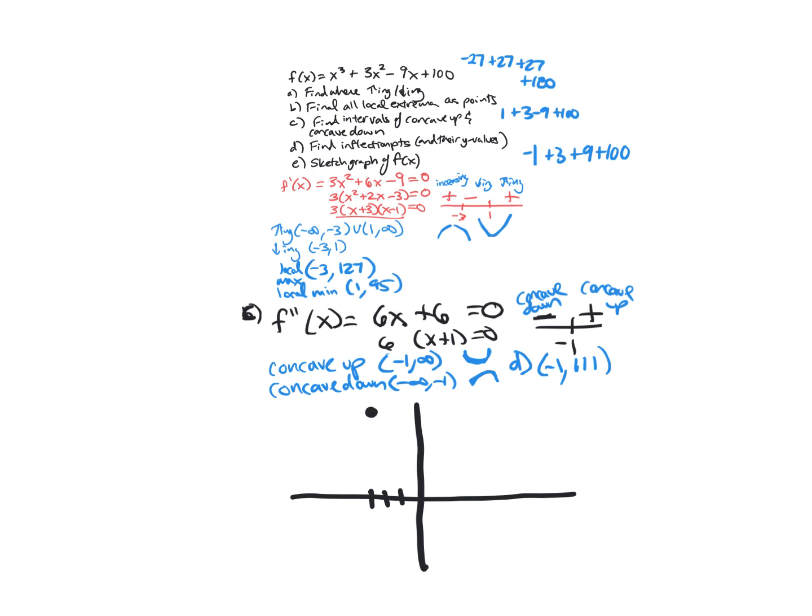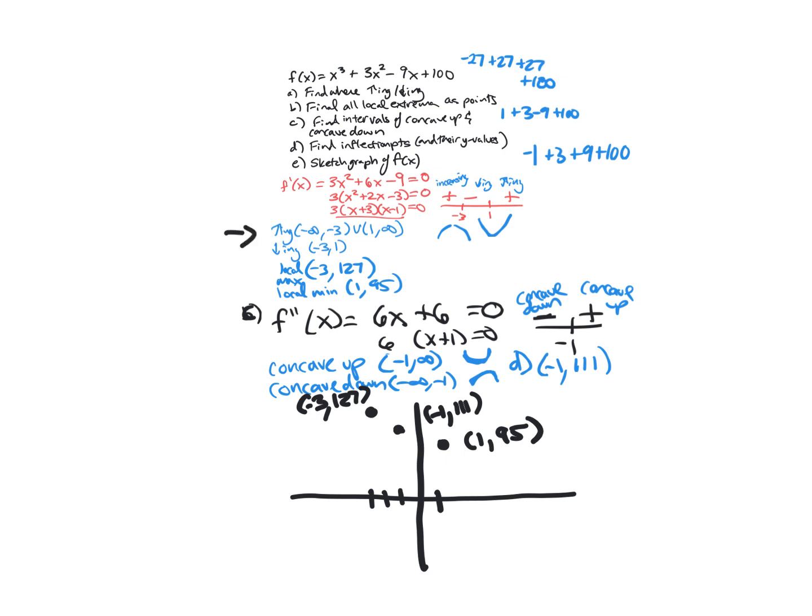I'm just plotting the points, and then we'll talk about what it looks like. The local min is at 195, so the y value is less than 127. So I'm just going to write 195. This point was -3, 127. And then the inflection point where it changes concavity is kind of in between the two. So it's at -1, 111. So let's just write that. So that's -1, 111.